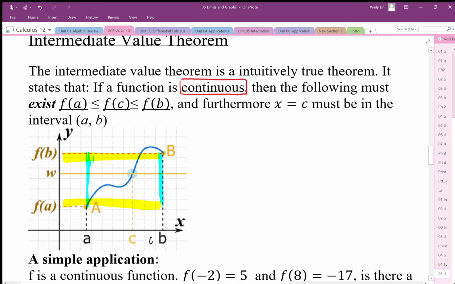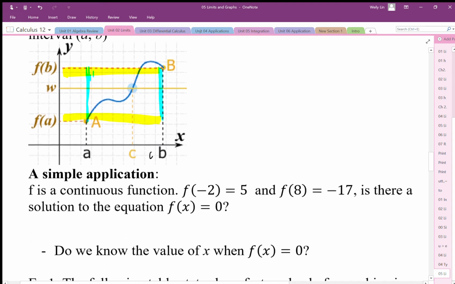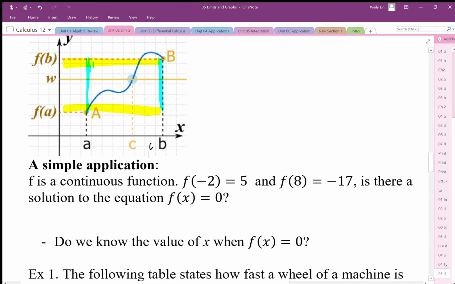Okay, so what the intermediate value theorem is stating is only this. If we have a low point and a high point, some point in the middle must exist as long as it's continuous, and it must exist in this interval. And that's it. It's not saying any more or any less. So a simple application of this would be this.